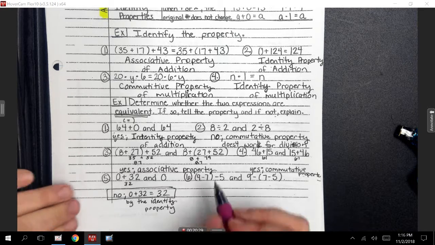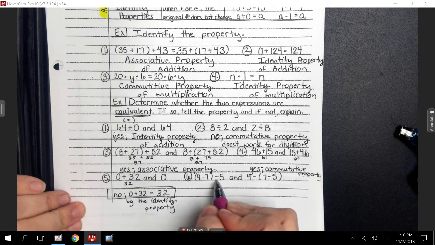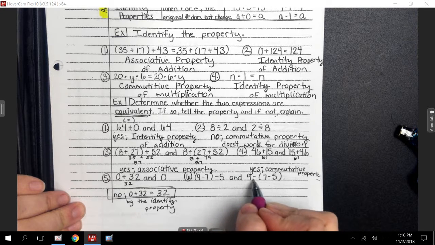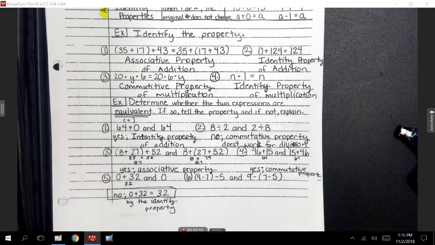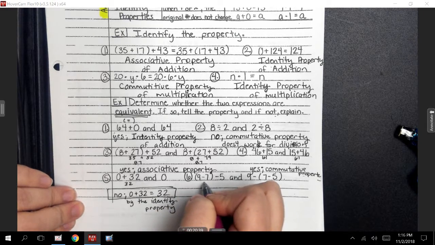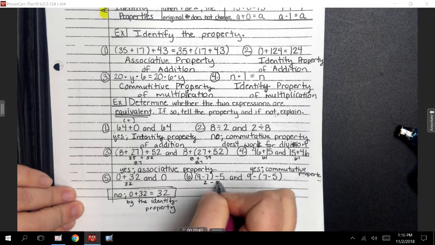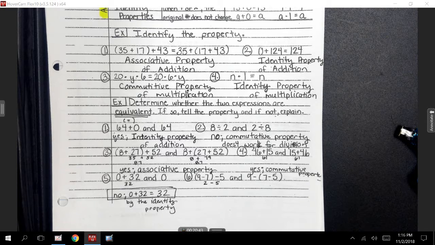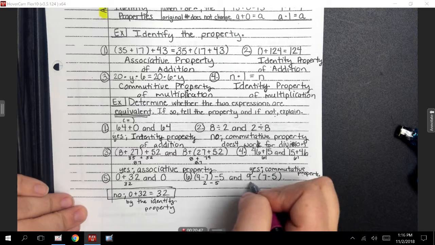Okay, last one. 9 minus 7 minus 5, and 9 minus 7 minus 5. Okay, so again, guys, I like to see that math. Let's actually work it out. So 9 minus 7 is 2, and 2 minus 5. Guys, have we learned how to do 2 minus 5 in here? That's a big number, so we can't do that. Let's look and see what happens to the other one.